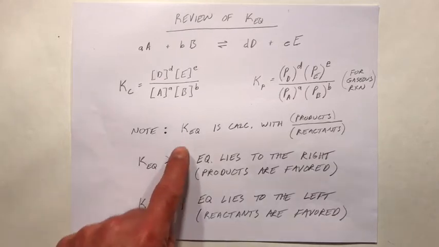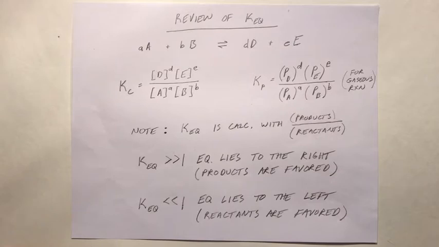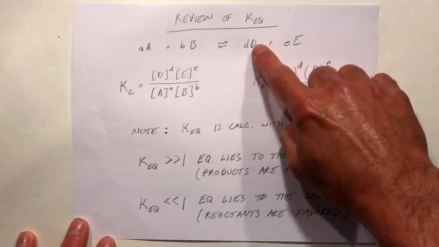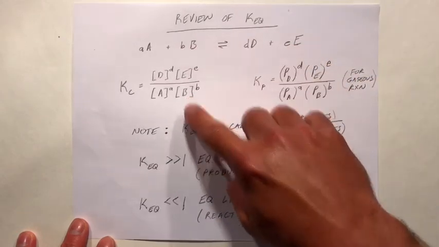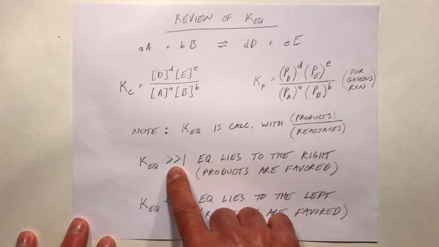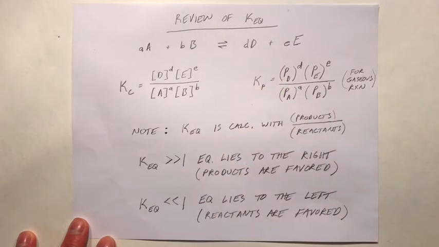Okay, it's also important to understand that KEQ is calculated with products over reactants. The consequence of that is that if KEQ is much, much greater than 1, that means the equilibrium lies to the right. The products are favored. If we have products over reactants, products in the numerator, reactants in the denominator, right? The larger the KEQ, the more the products are favored, the larger the numerator is compared to the denominator.